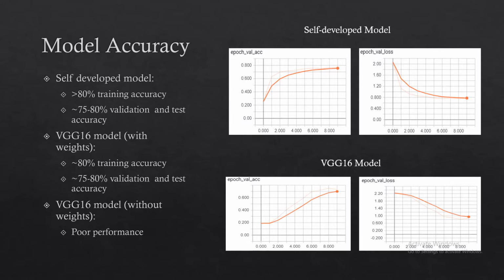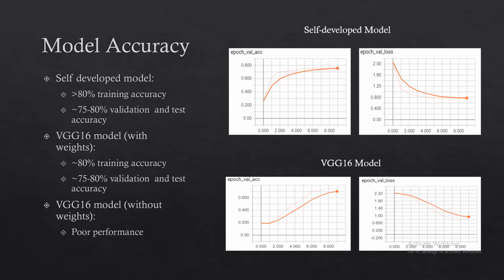So the model accuracy itself, I found the self-developed model, which I created, the model accuracy to be about 75 to 80% for validation and test data. And for the VGG16, again, 75 to 80% validation and test accuracy. Now, these numbers I know are lesser than some of the best models that you can find out there. And especially the VGG16 model, I expected it to do better.